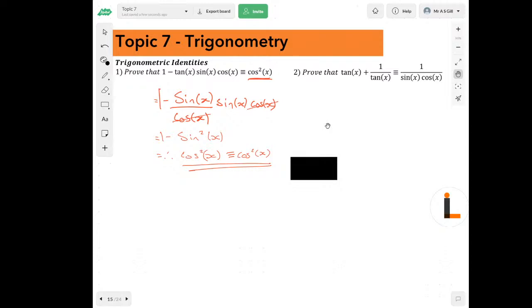So similarly, I'll give you some time to go for question 2, about another minute, and then I will go through and answer that one. And if you've done question 2, there's one more down here to have a go at as well.